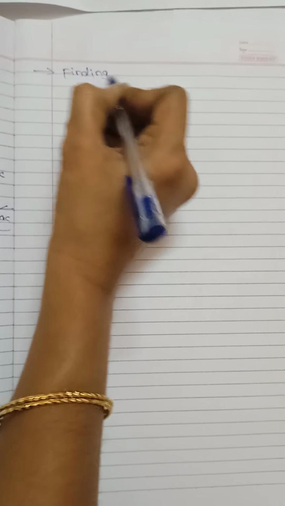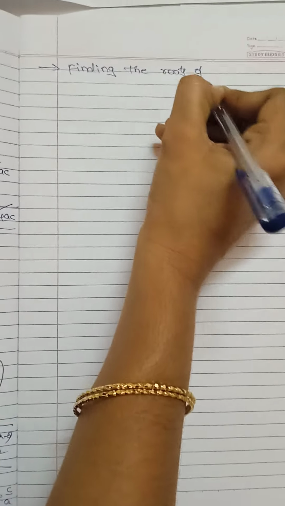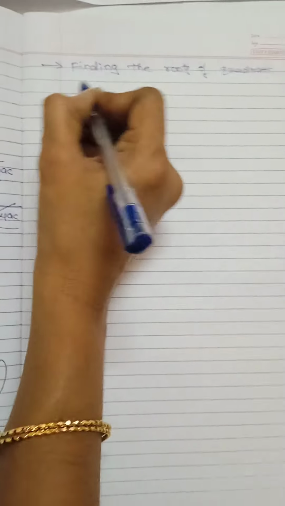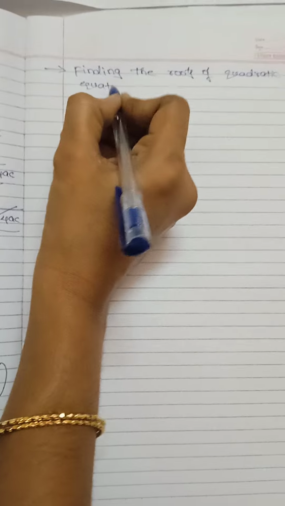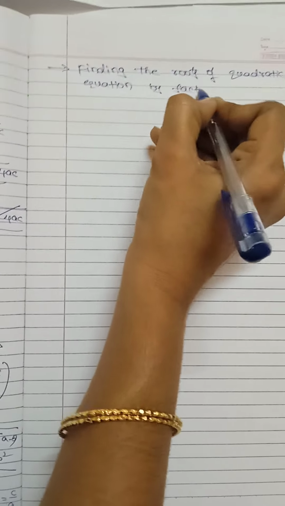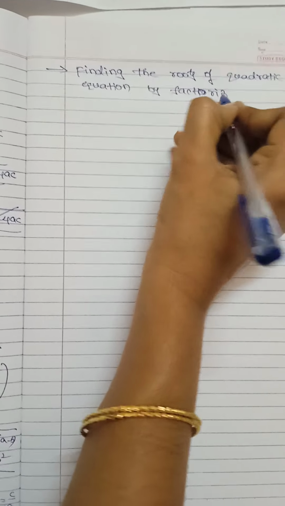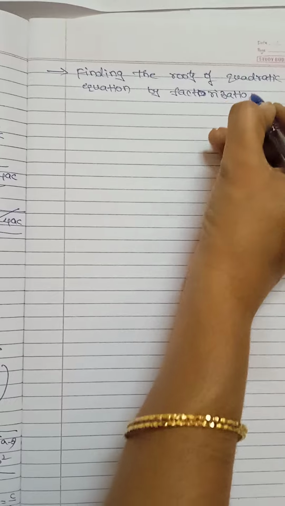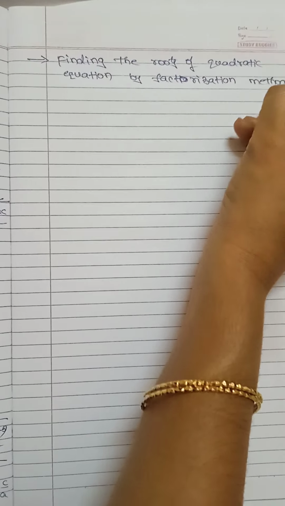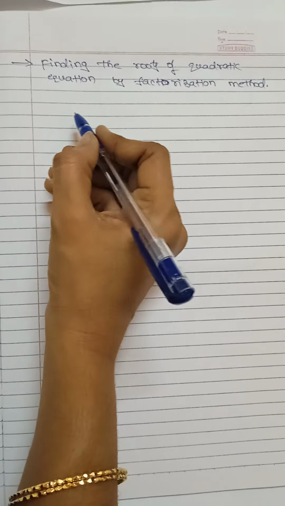Finding the roots of quadratic equation by factorization method. This is called the factorization method, not the formula method. This is the splitting the middle term method. How to find the roots of the quadratic equation by factorization method.